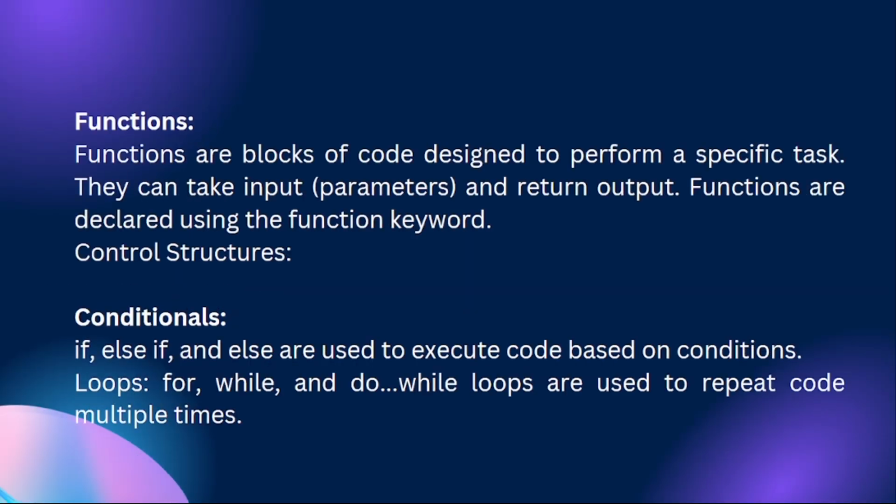So talking about the functions in JavaScript, functions are blocks of code designed to perform a specific task. They can take input and return output. Functions are declared using the function keyword. So talking about the control structures, there are conditionals like if, else if, and else, which are used to execute code based on conditions. Now talking about the loops, there are three loops in JavaScript: for, while, and do while loops that are used to repeat code multiple times.